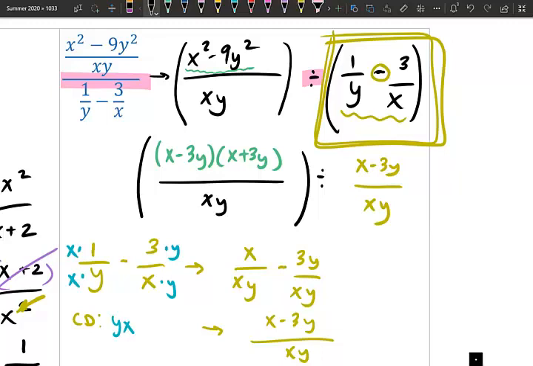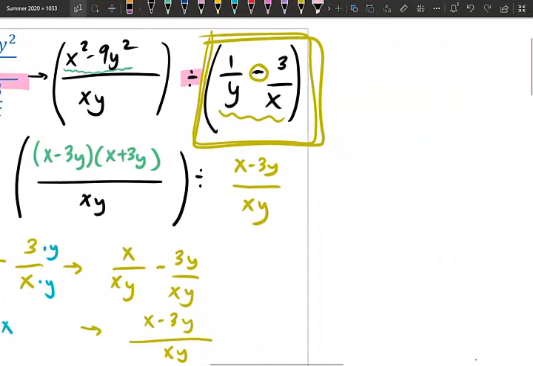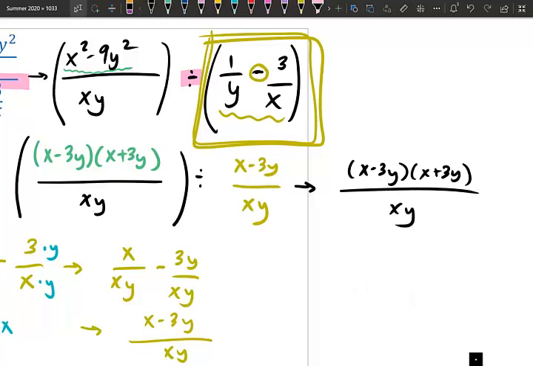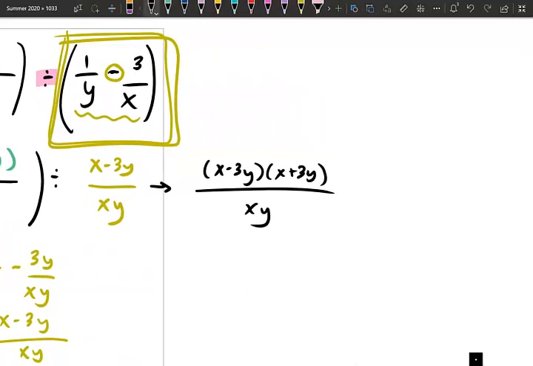Now we can keep, change, flip. So we keep the first one as is. We have x minus 3y, x plus 3y, and that's over xy. We change the sign in the middle to multiplication. And we flip the second one. So xy over x minus 3y.